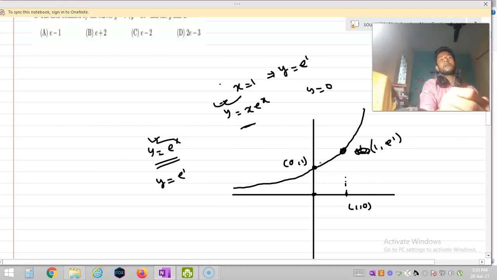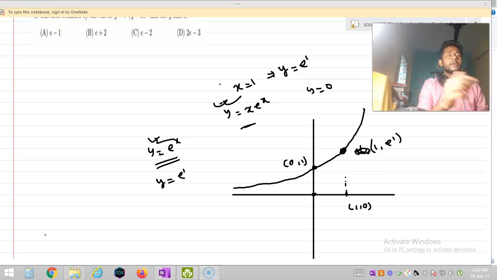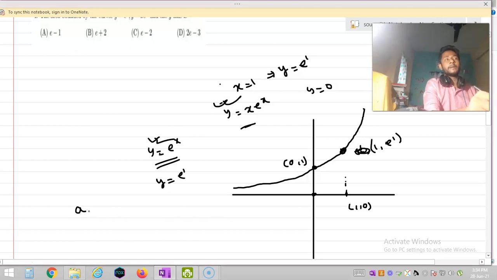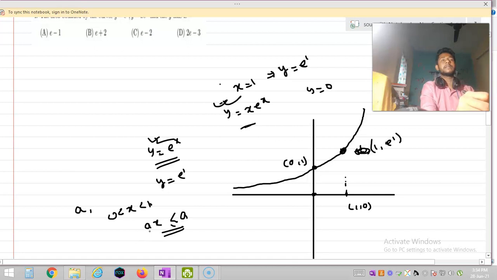Now we know that if a is any number and x is a number between 0 and 1, then if you multiply a with x, the value of ax must be less than or equal to a. Observe that this is y equal to e to the power x, and this is x e to the power x, where x lies between 0 and 1. So the height of y in this graph must be lower than the height of y in that graph. So I can say that this graph looks something like this.